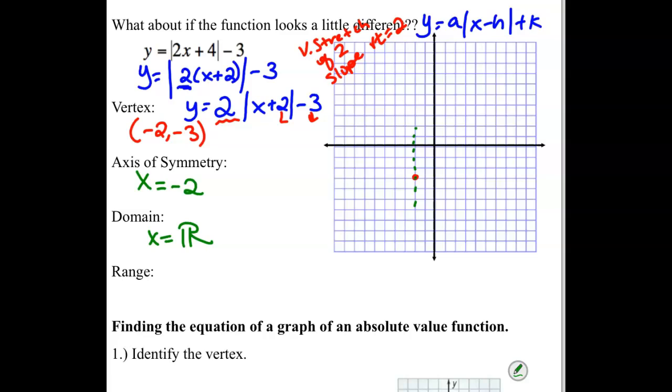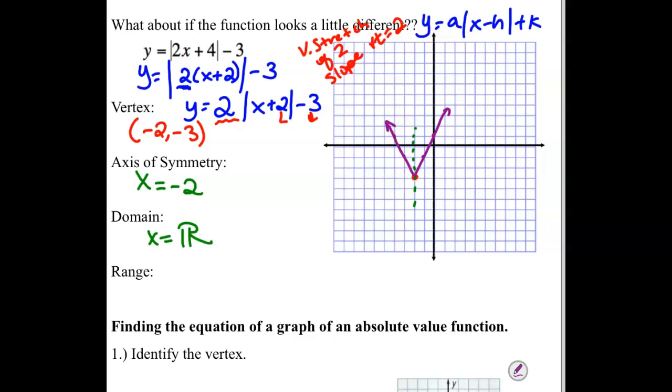And let's go ahead and graph. So we want a slope on the right of 2. So from my vertex, I'm going to go up 2 right 1, up 2 right 1 to get the right side. I'm going to go up 2 and left 1, up 2 and left 1 to get the left side. And my range then, my y values, is everything from negative 3 on up.